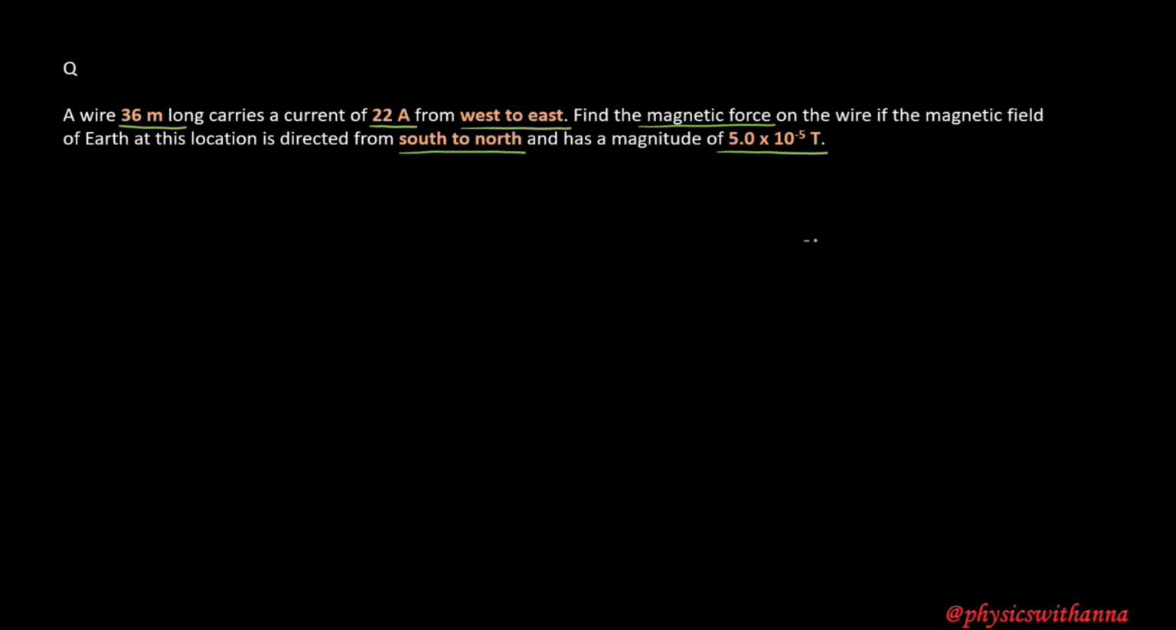So here in this question, we have a wire which is 36-meter long. So we can write the length of the wire as 36 meter. And it is carrying a current I of 22 ampere from west to east. That means it is going from west to east, which is towards the right. And it is placed in a magnetic field B of 5 times 10 to the power negative 5 Tesla. And the direction of magnetic field is from south to north. So we can show magnetic field in this direction going from south to north.